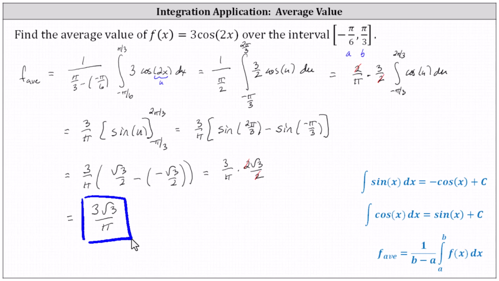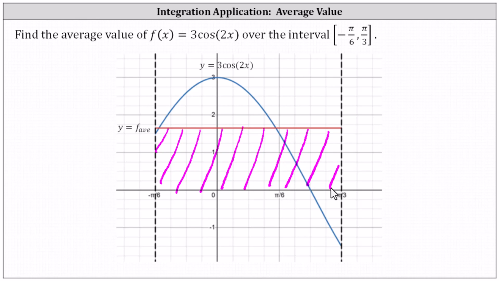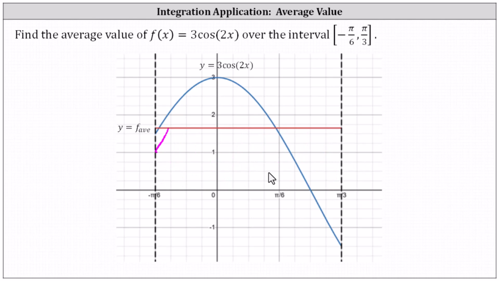And now let's briefly talk about an interpretation of this value. If we were to sketch a rectangle over the same interval where the height of the rectangle is equal to the average function value, which is this red line, the area of this red rectangle over the interval is equal to the value of the definite integral of the given function over the same interval. So the area of this rectangle is equal to the value of the definite integral over the same interval.